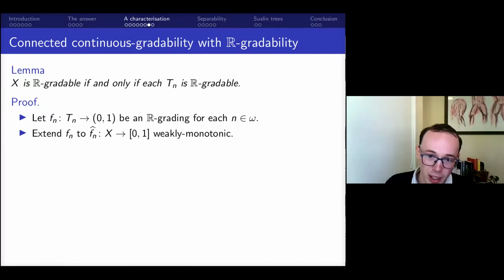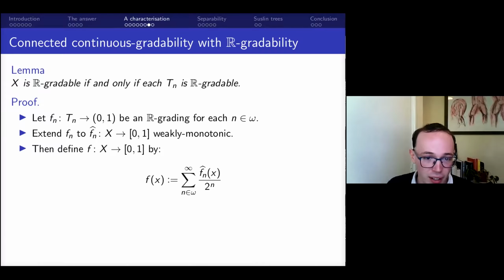So there are many ways of thinking about this, but the simplest way to explain is that if we take any point of X, we can look at the supremum of the values that Fn takes below X, and we let Fn hat of X be the supremum. Then this defines a weakly monotonic function, and it also extends Fn.